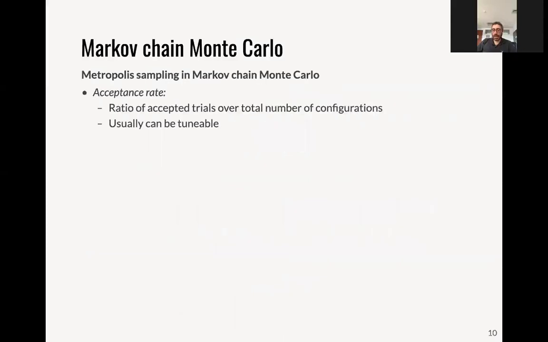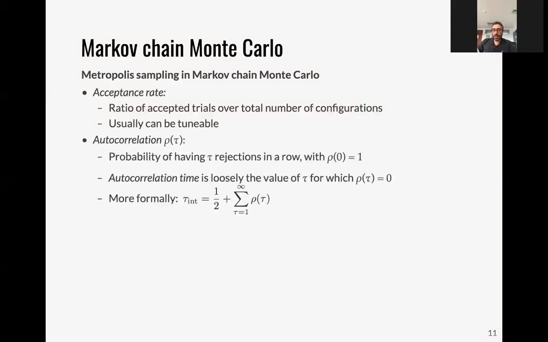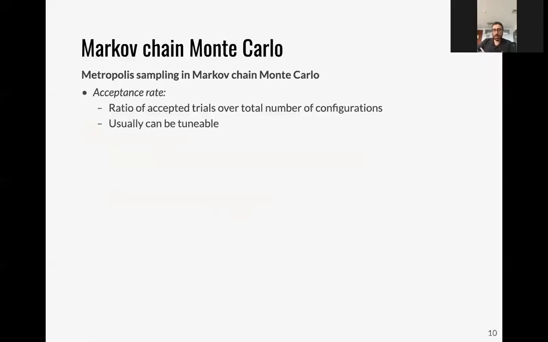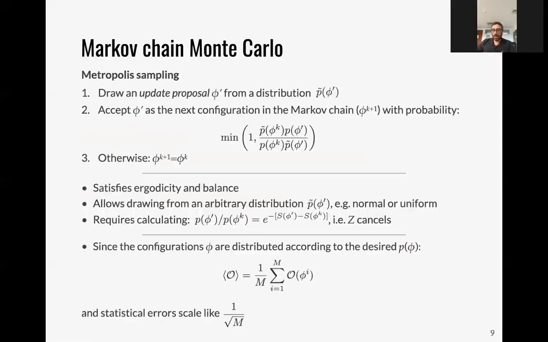So we have this concept of the acceptance rate, which is, for a given number of trials, the ratio of those that were accepted versus those that were not accepted. And usually this can be tunable in the way that you define P tilde. Another concept is... yes, sure. But that P tilde is not the transition probability, or does it not have to be? No, it doesn't have to be. Okay, thank you.